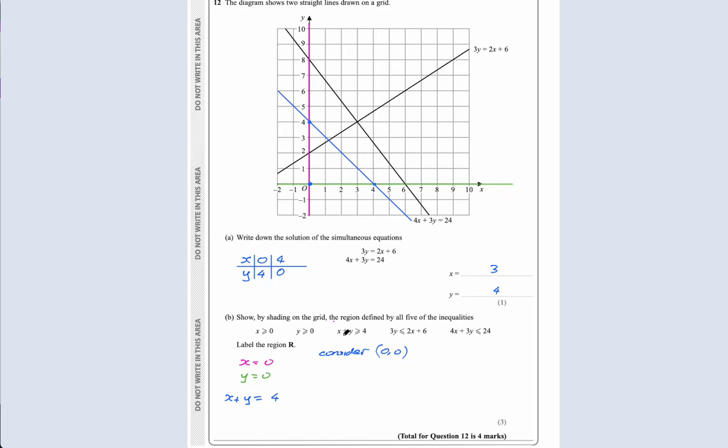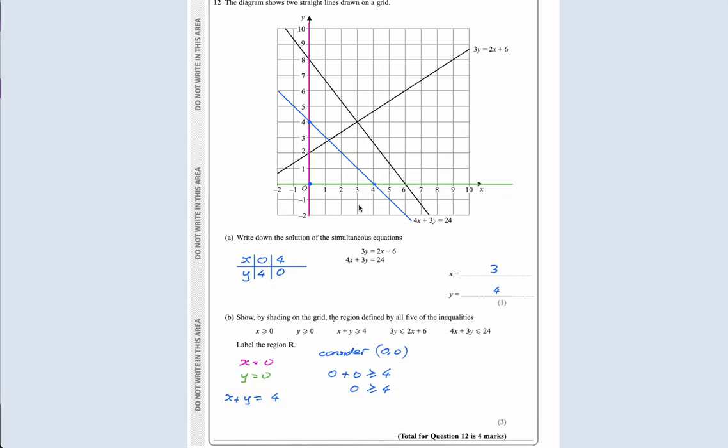Let's sub it in, into this. 0 plus 0 is greater or equal to 4. 0 plus 0 is 0. 0 is greater or equal to 4. Is that true? No, it certainly is not true. So it's not going to be down here. It's going to be over this side of that line.